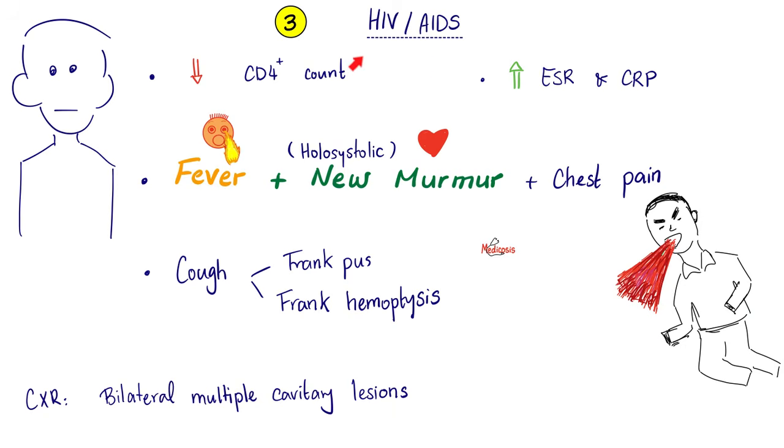Patient number 3, immunocompromised, high ESR and CRP, presented with fever, new hollow systolic murmur, and chest pain. He was coughing, frank pus, and frank hemoptysis.